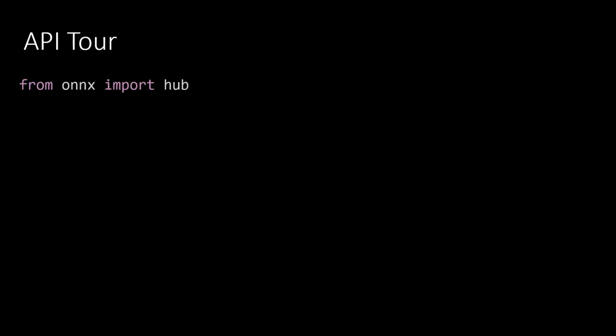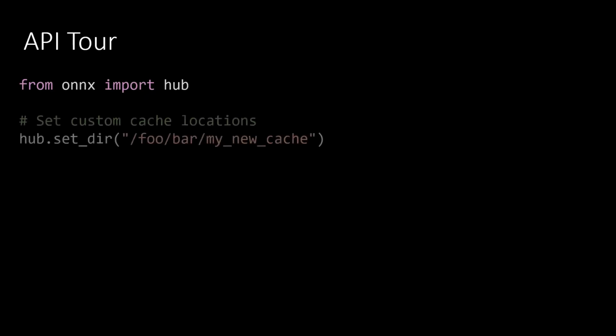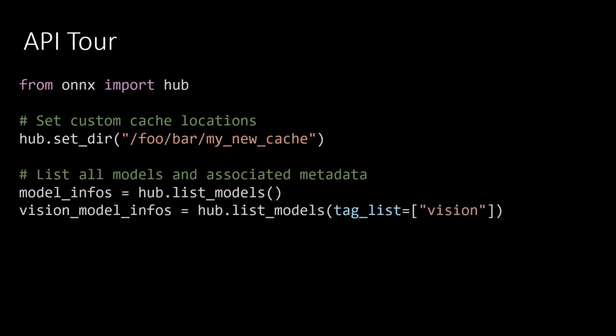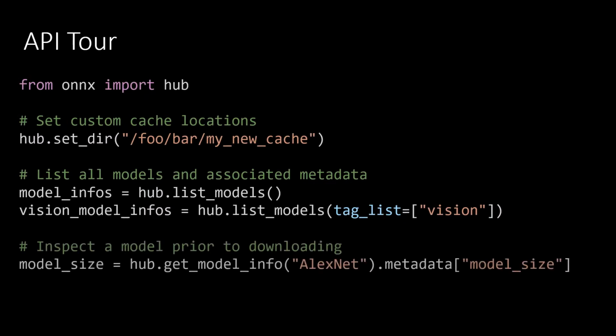In addition to downloading models, we also contain some utility functions for, say, setting the cache directory, for inspecting the information of these models prior to downloading, and even querying the models by semantic tags like vision or detection. And finally, you can take a look at, say, the model size or other metadata for a particular model prior to downloading so that you can understand the model before you deploy it to production.